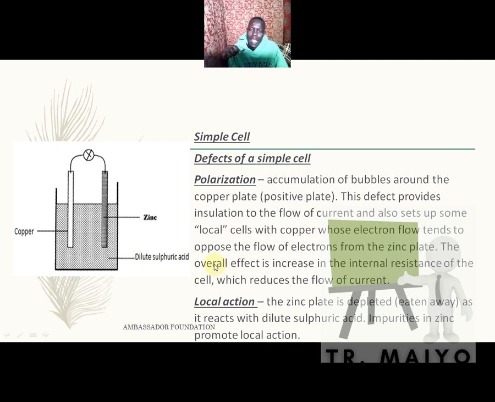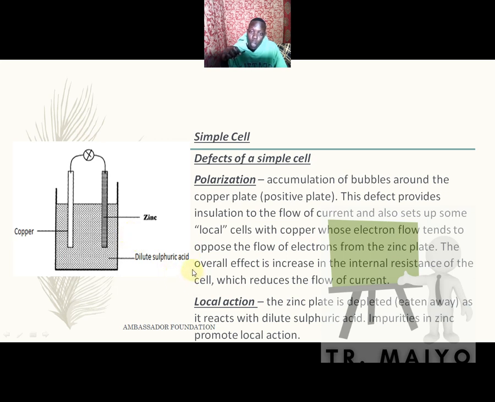So polarization increases the internal resistance. The hindrance of the flow of current inside a cell or a battery, we call the internal resistance. So polarization causes internal resistance, and it makes the bulb go off after a short period of time.